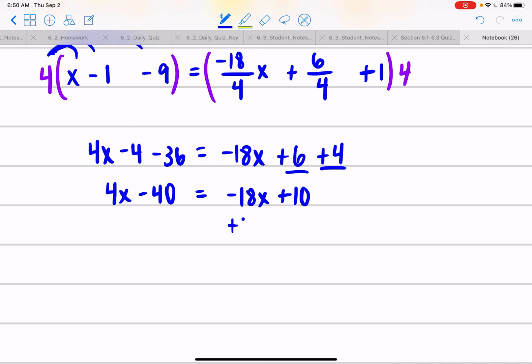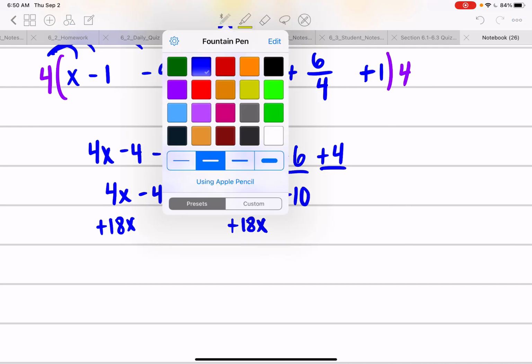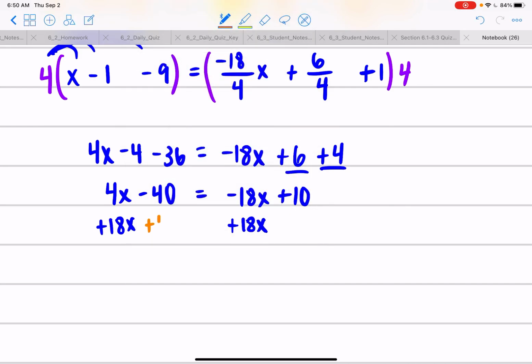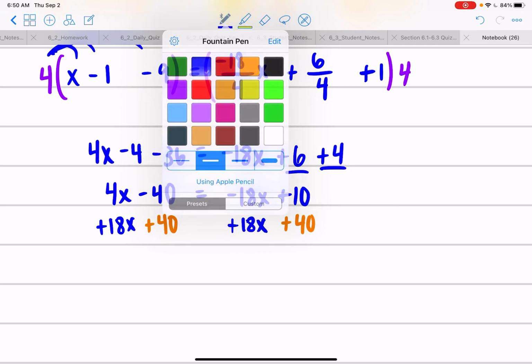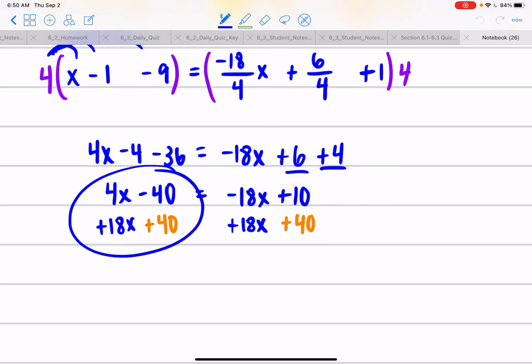I'm probably going to add 18x to both sides. And you can actually do multiple things at once. I'm going to add 40 to both sides. So what I'm doing here is I'm getting all the x's to the left over here, and I'm getting all the numbers without x's over to the right. So those are going to cancel. Those are going to cancel.